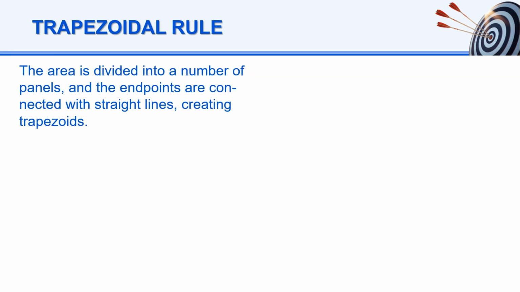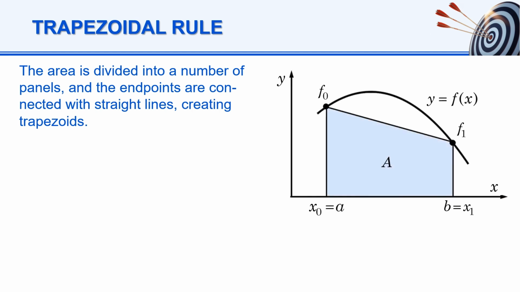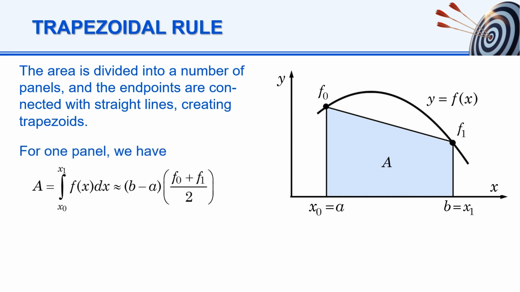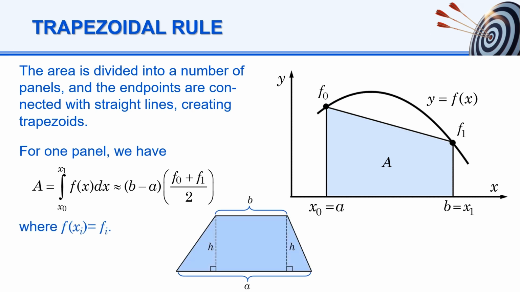The bounded area is divided into a number of panels, and the endpoints are connected with straight lines, creating trapezoids. For one panel, we have a single trapezoid, and so the area of the trapezoid becomes, where Fi denotes f(xi). Also recall the formula for the area of a trapezoid. Notice that the remaining area between the line and the curve, which is not taken into account in the approximation, is quite large. This is our approximation error.